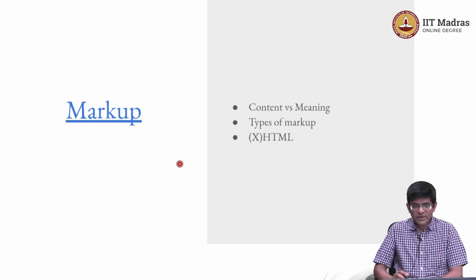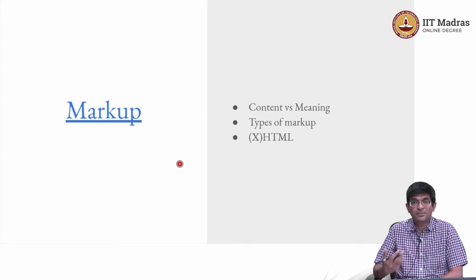So now let's get to the question of what do we mean by markup, right? And what we need to understand over here is the difference between raw content versus what that content means. We will also look at some different types of markup and at variants. I'm going to call it XHTML, but that's basically because ultimately we are looking at the hypertext markup language HTML. There are many variants around it that we need to understand.